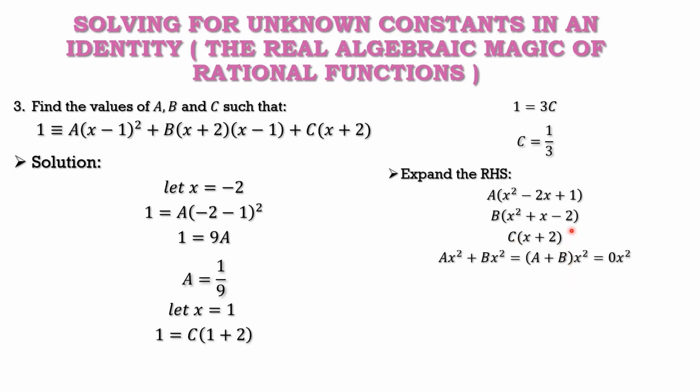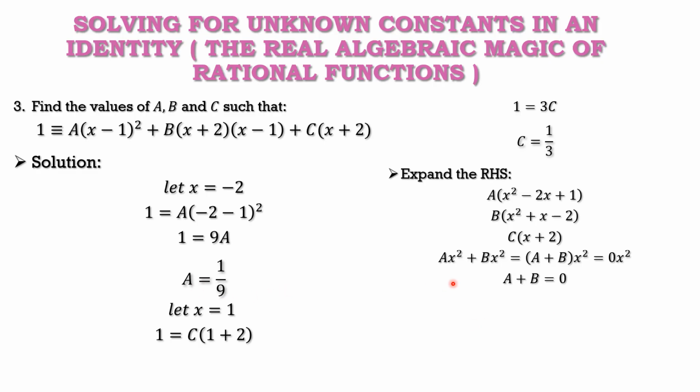So here, the whole expansion is going to be ax squared minus 2ax plus a. Then bx squared plus bx minus 2b. Then cx plus 2c. When you group them, we are going to find out that the x squared terms will be ax squared plus bx squared because they are like terms. So when you factor the x squared out, we are going to have a plus b times x squared. So here, when you compare the left-hand side, there is no x squared term. So we can write that the coefficient of the x squared at the left-hand side is 0. So hence, a plus b equal to 0.